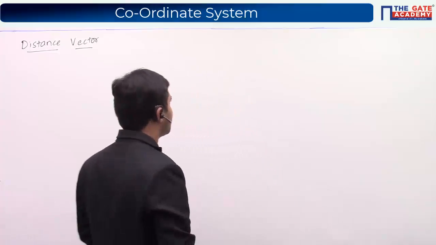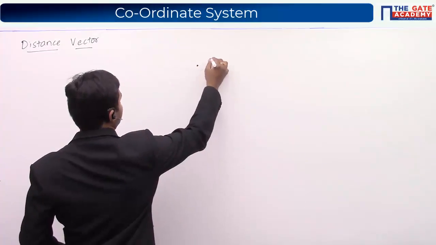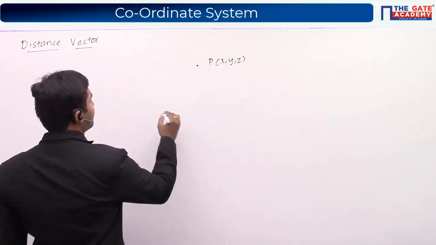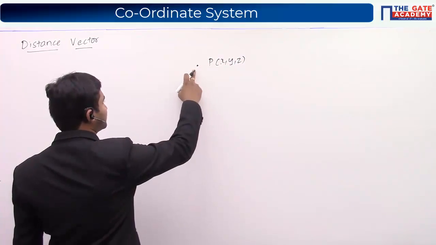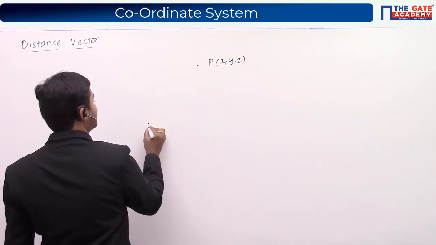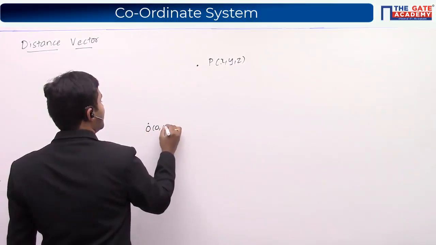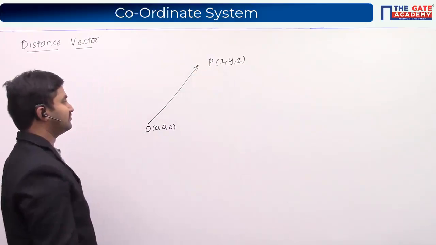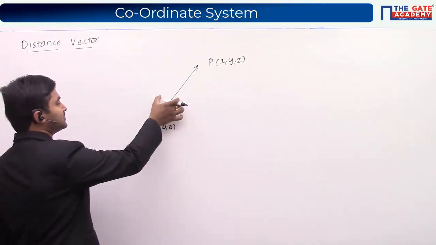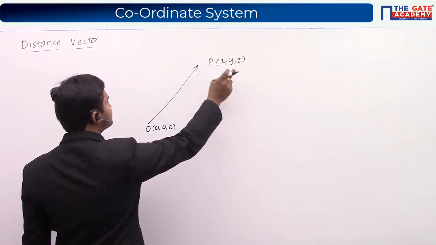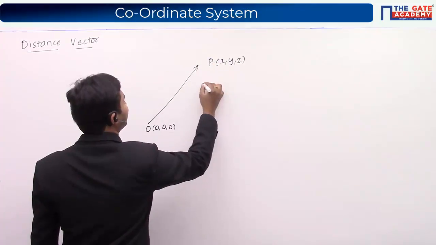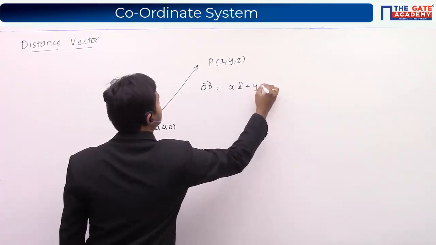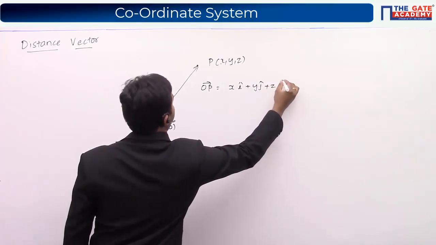For example, if there is a point called P, which is designated as x, y, z. Now, if you wanted to have a position vector for this point, we will combine it with the origin. So when you do that, then we call this particular vector a position vector for this particular point P, which is given by OP bar, which is equal to xi plus yj plus zk.